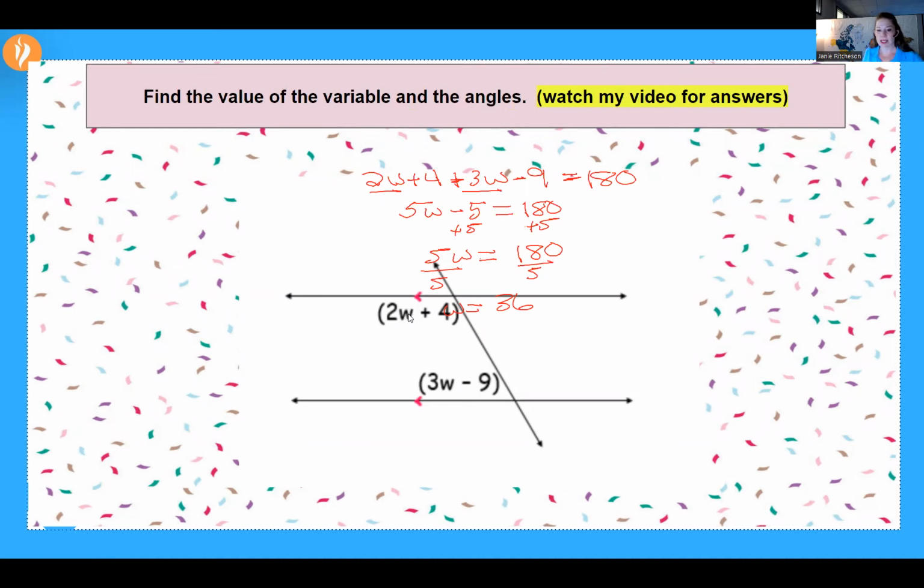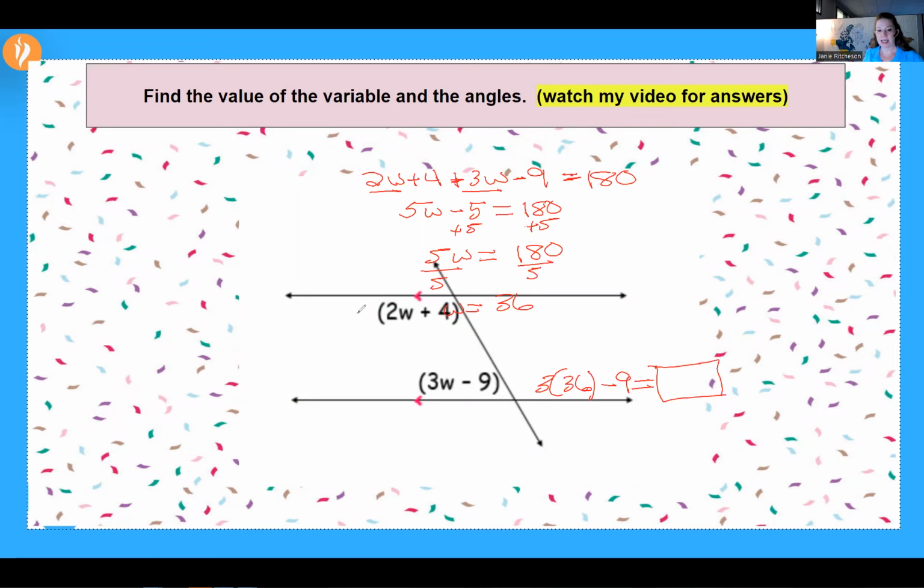Well, we would plug in 36 for W. So we would multiply 3 times 36 and subtract 9 to find out the measure of this angle. And on this angle, we're going to multiply 2 times W, and W is 36, and add 4 to find out the measure of this angle. So that would be what? 72 plus 4 would be 76 degrees. No, that's not right. Just kidding. I can't do simple math. 36 times 2 plus 4 is 76.